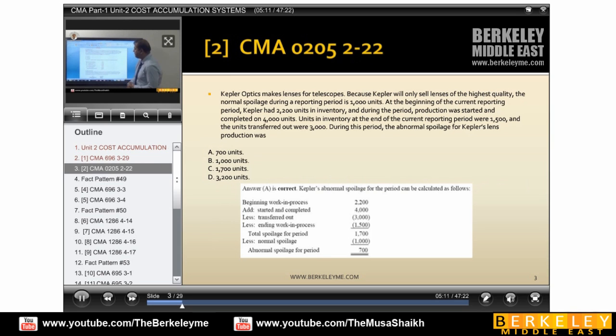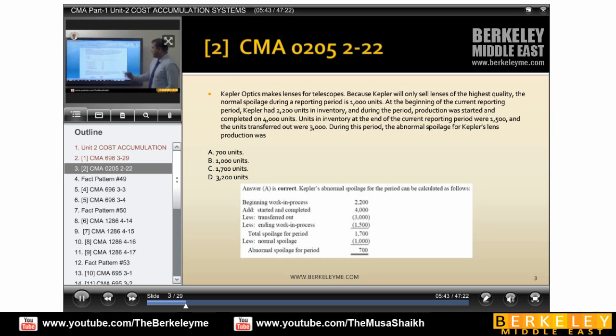Kepler Optics makes lenses for telescopes, because Kepler will only sell lenses of the highest quality. The normal spoilage during a reporting period is 1000 units. Now what is spoilage, abnormal spoilage? There are two types of spoilage, normal and abnormal. Normal spoilage is automatically absorbed in cost of goods sold, no need to do anything. Abnormal spoilage we have to take into consideration as an expense.